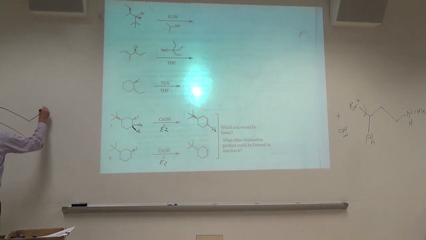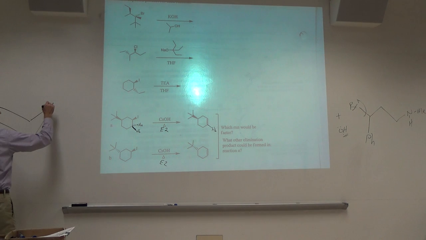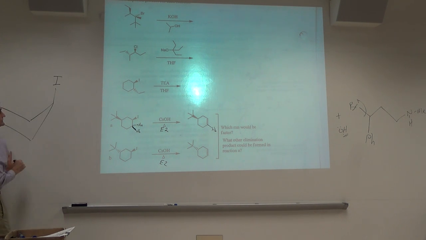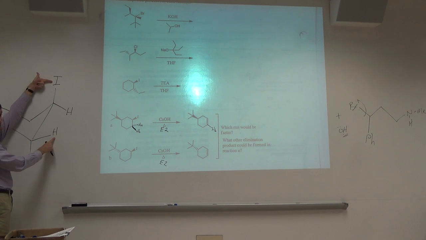If you don't believe me, let's look at it. Let's put the iodine axial. Here's the next carbon with two H's. One of them is straight down and one of them is equatorial. There's an H there, but we're not considering that one. That's not a beta hydrogen. Is this H here cis or trans to the iodine? Cis. So is it A or B? B. That's B. This is A.